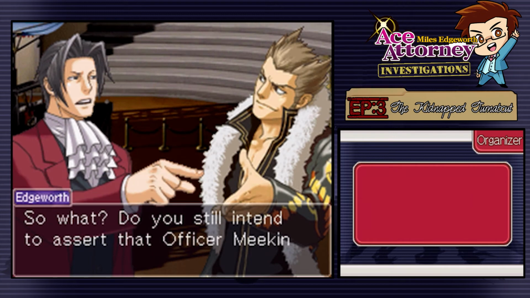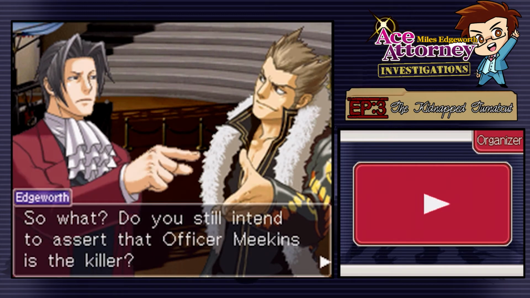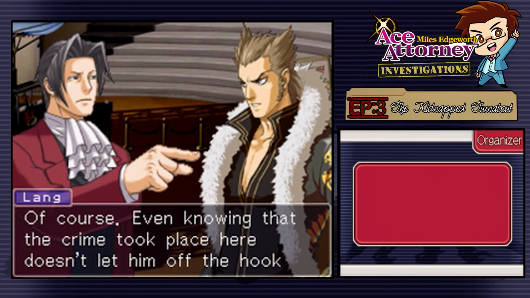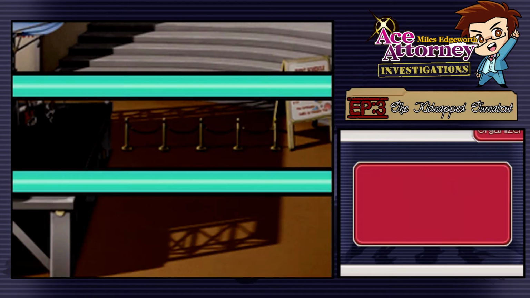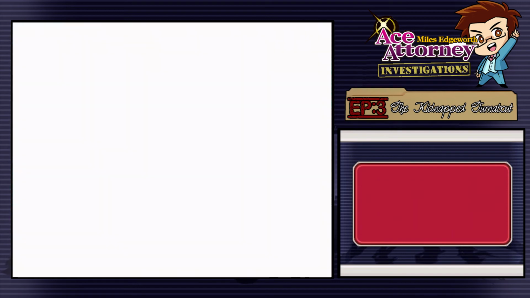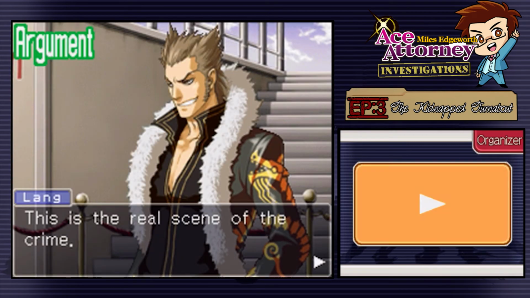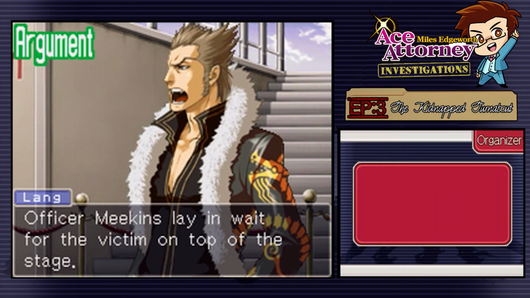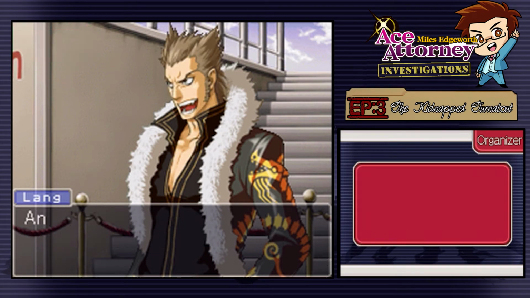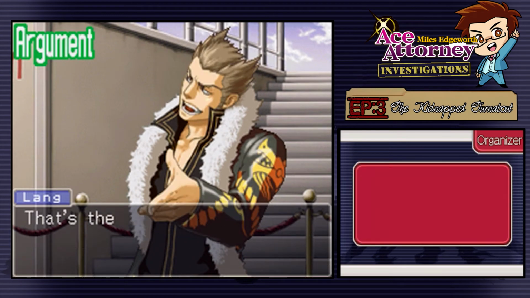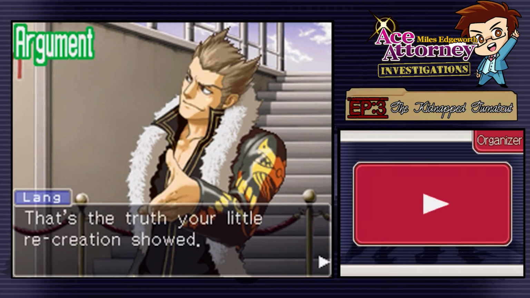So what? Do you still intend to assert that Officer Meekins is the killer? Of course. Even knowing that the crime took place here doesn't let him off the hook. This is the real scene of the crime. Officer Meekins lay in wait for the victim on top of the stage. And when the victim finally showed, he shot him from on high. That's the truth your little recreation showed.